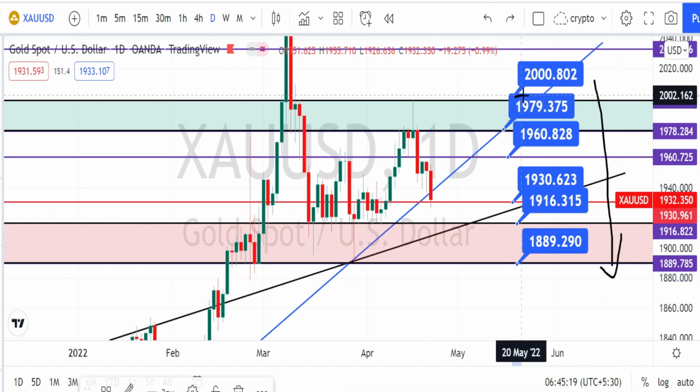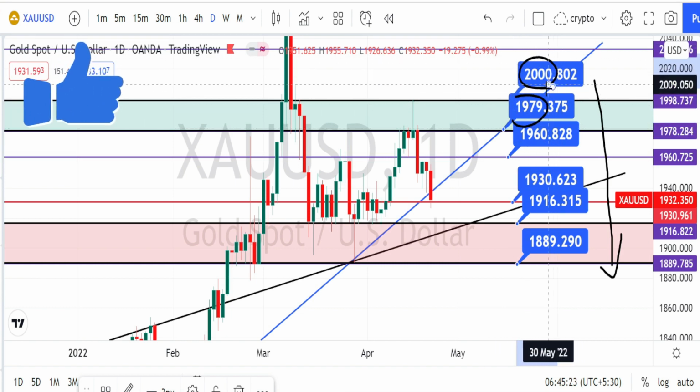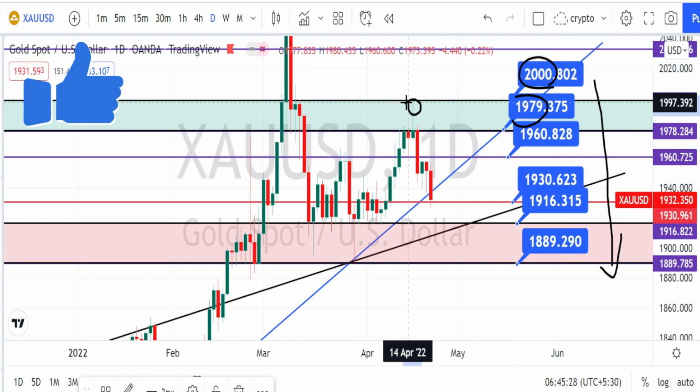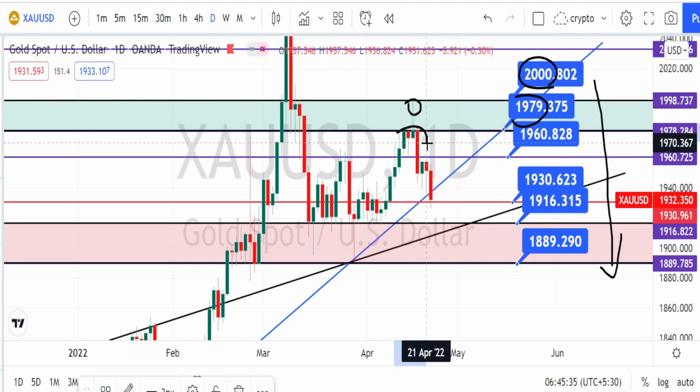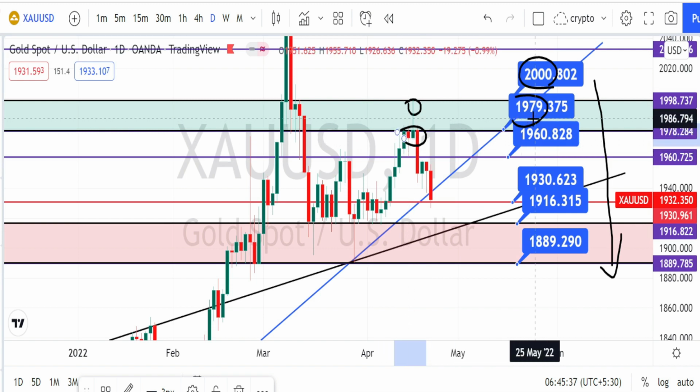The range between 1979 and 2000 is going to be the very strong resistance level, because we have noticed only the wicks to test this resistance level. Otherwise we have noticed the body closing below this resistance level.